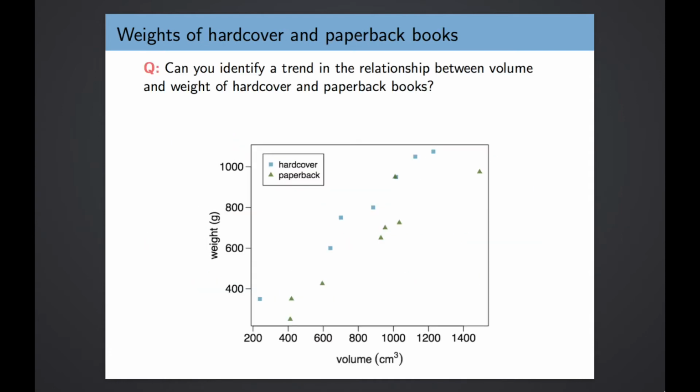This scatter plot represents the same data that we have been talking about, with the one difference that now we've differentiated between data points that represent hardcover books and data points which represent paperback books. The hardcover books are represented by these blue squares and the paperback books are represented by these green triangles. Take a look at this scatter plot and see if you can identify whether there is a different relationship between weight and volume depending on the kind of book that we're looking at, whether it's a hardcover or a paperback.